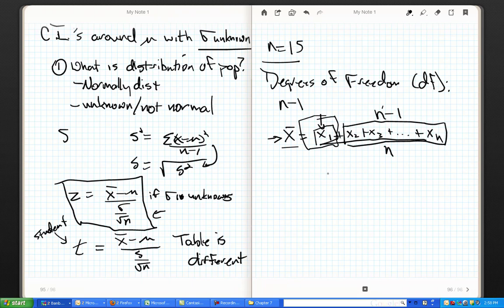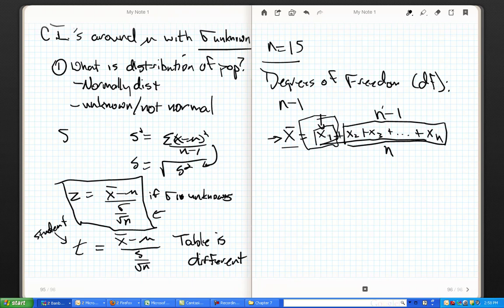Now, that's not a great way to describe it, but to be honest with you, the definition in the book is as follows. The degrees of freedom for a collection of sample data is the number of sample values that are allowed to vary, that are allowed to be as free as they want after certain restrictions have been made.